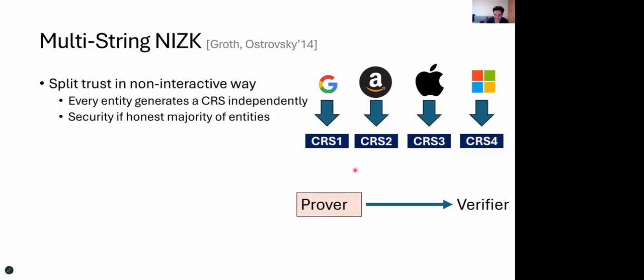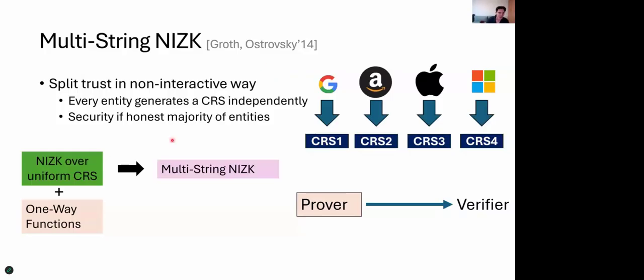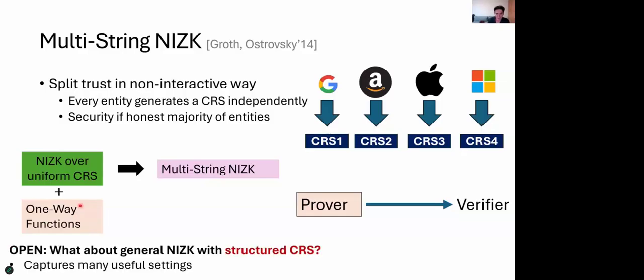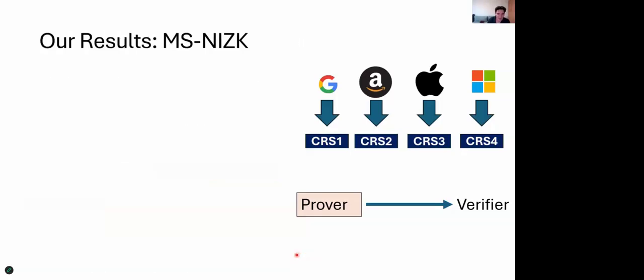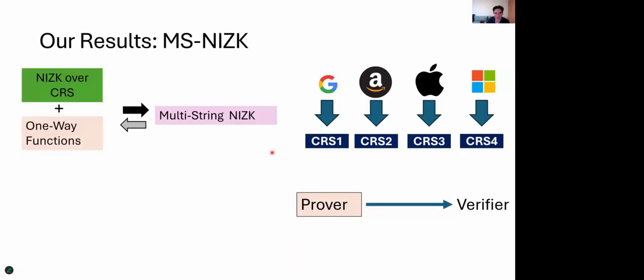And somewhat miraculously, Groth and Ostrovsky showed that if you have NISC over uniform CRS, then you can upgrade it and get multi-string NISC, assuming also the existence of one-way functions. So this is a very cool result, and the natural question is what can you do if you have NISC which does not use a uniform CRS, but uses a structured CRS. So we solved this problem, and we prove an analog of the result of Groth and Ostrovsky, showing that given NISC over arbitrary CRS, possibly structured, you can get a multi-string NISC based on the existence of one-way functions. And the proof is actually very simple.